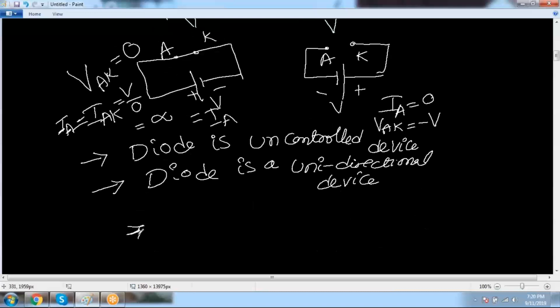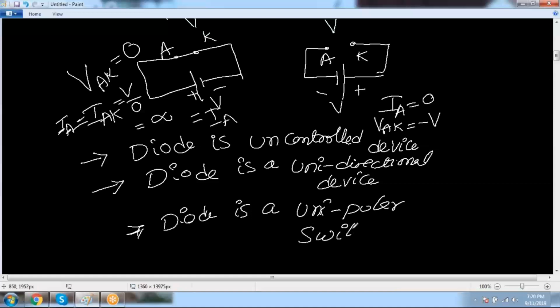Next, is a diode a unipolar or bipolar switch? All these are classified based on switching application. Look at that, I will explain very clearly here. I will not explain all these things again while going on to the next topics, so concentrate here only.